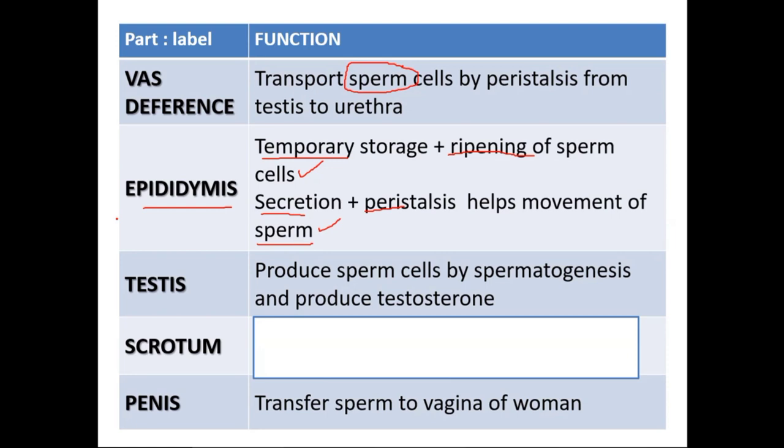They love to ask this in the end of the year papers, so make sure you know the function of the epididymis. We know the testis is where sperm is produced by the process called spermatogenesis, and I'm going to look at that a bit later. And we also know the testis produces testosterone. And testosterone is an extremely important hormone, which we know is responsible for secondary sexual characteristics in males.